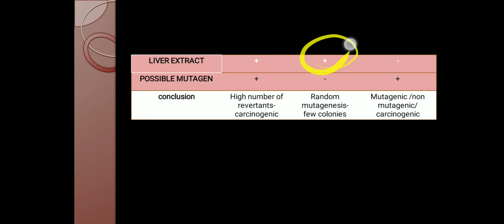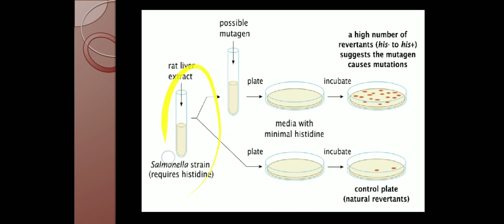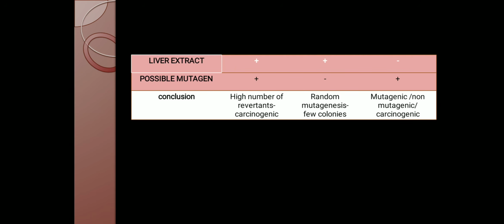Say if there is liver extract and there is no mutagen, then this is the scenario, the control plate. So if there is liver extract and there is no mutagen, then one or two colonies will be observed, which is because of random mutagenesis and not because of the chemical mutagen.